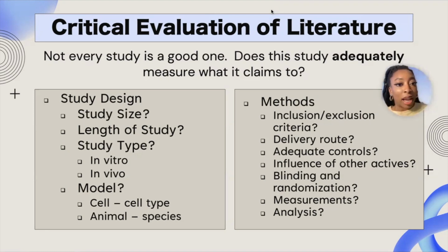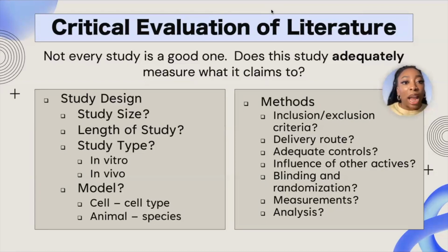Over on the method side, we want to critically assess some of what they did, especially in clinical trials. We want to look at inclusion and exclusion criteria. We want to look at the route of delivery. I cannot stress how important route is in looking at the safety and efficacy. You cannot take results from an oral evaluation and equate it to the topical administration of a product.